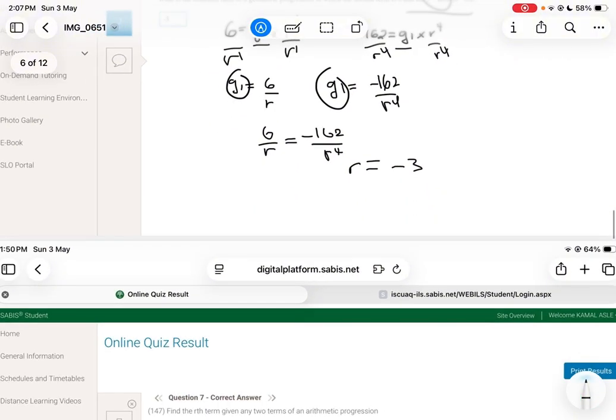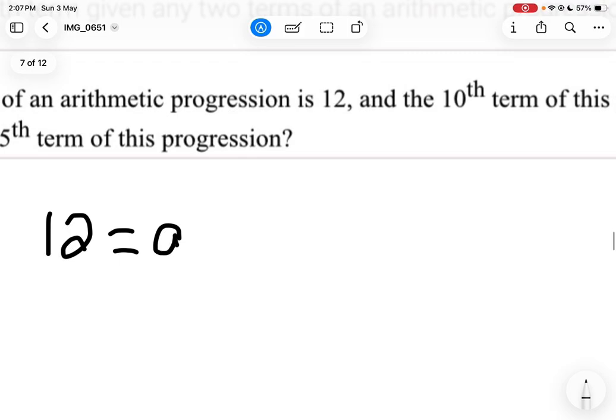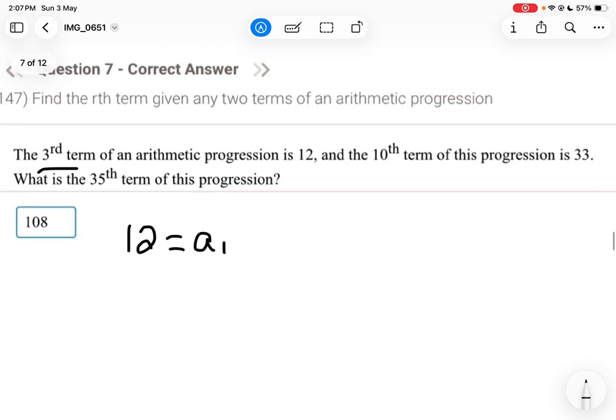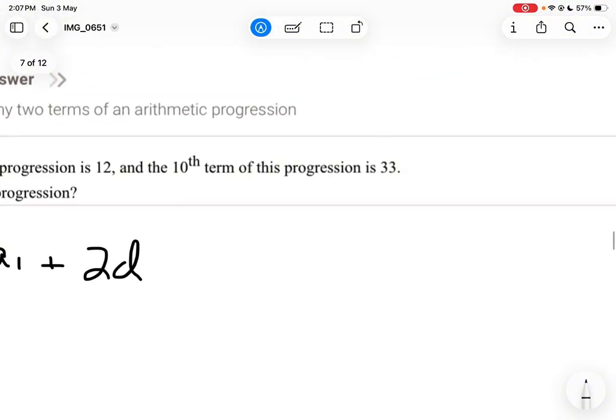Okay, moving on to question number 7. Here they gave us an arithmetic progression where the third term is 12 and the 10th term is 33. So what to do? A3 is equal to 12. So 12 is equal to A1 plus (n minus 1) times D, where n is 3, so 2 times D. And your second equation, the 10th term, is 33. So 33 is equal to A1 plus (n minus 1) times D, where n is 10, so 9D.